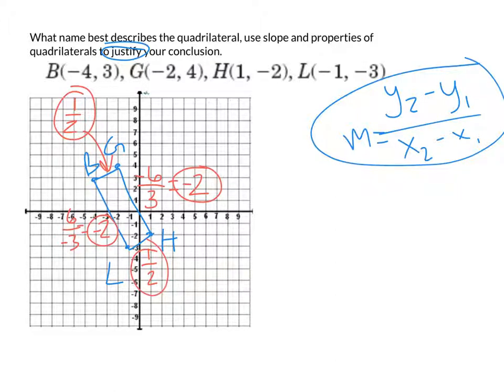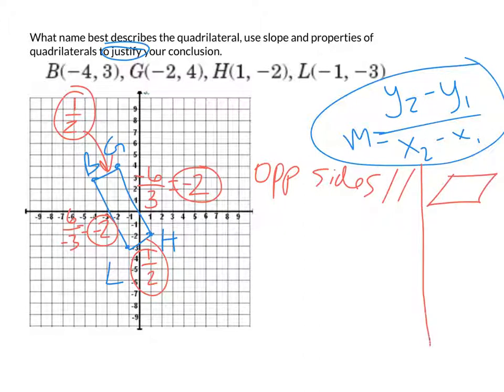So first off, my opposite sides are parallel. So it's at least a parallelogram, right? It's not going to be in the trapezoid family or the kite family. So we're at parallelogram right now. So that's where my reasoning is. I've got 4 right angles. So it's at least now a rectangle.